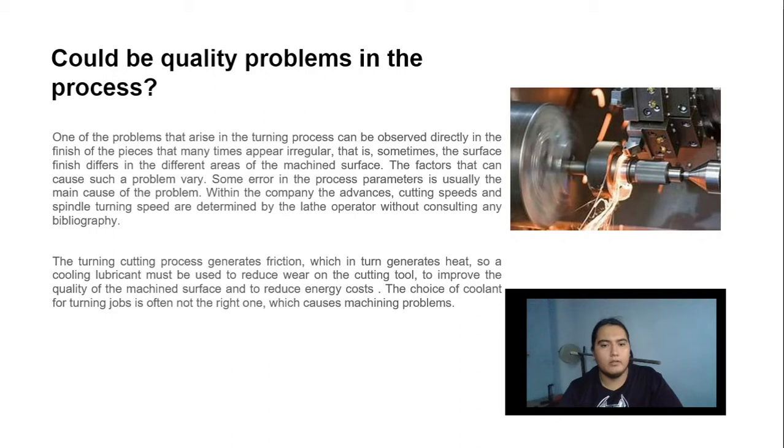Also, when the company receives a request for a machined part, sometimes there is no drawing for it, which makes it difficult to carry out the machining process. As there are no plans, it's difficult to define the characteristics that the part to be manufactured must have. The condition of the machinery can cause problems in the turning process.